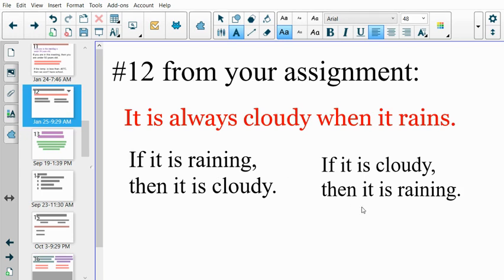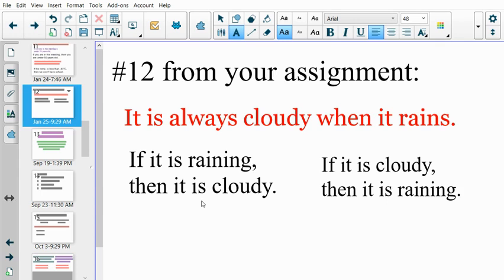Now, when I look at these two sentences, the sentences in black, think about how they're different. The first one says, if it is raining, then it is cloudy. The second one says, if it is cloudy, then it is raining. And as I say those sentences, I want you to think about which one means the same thing as this red sentence.